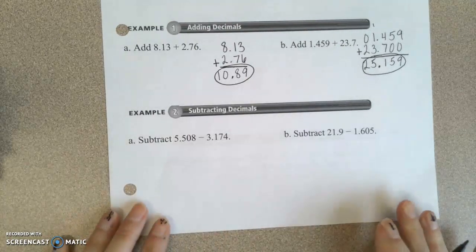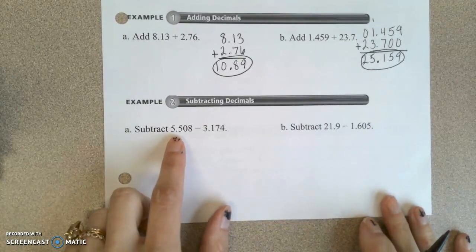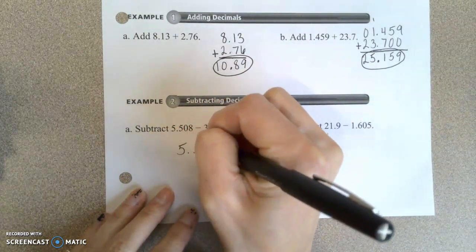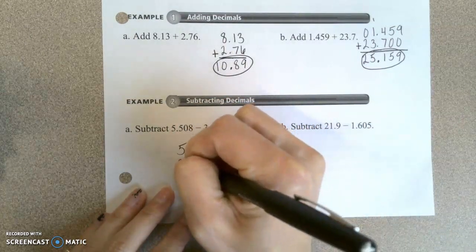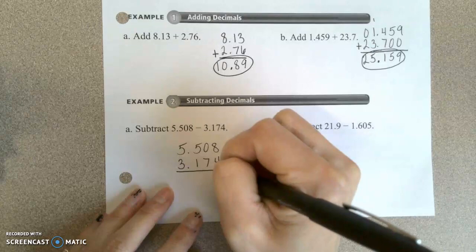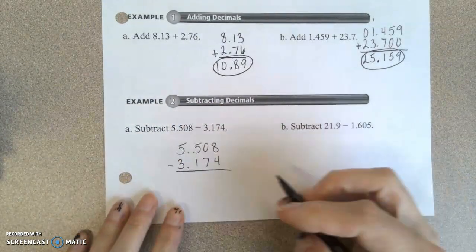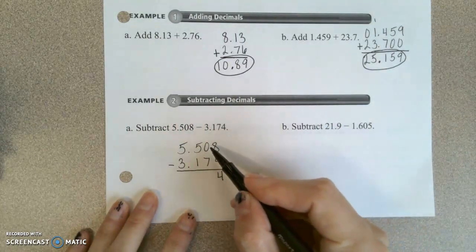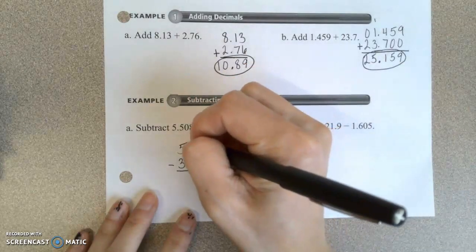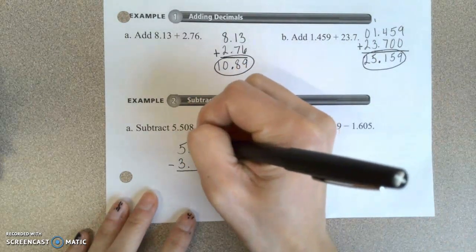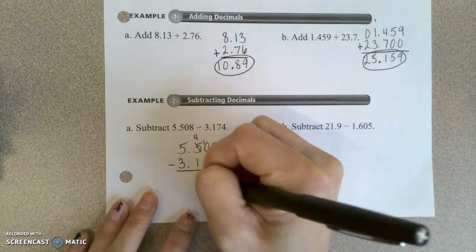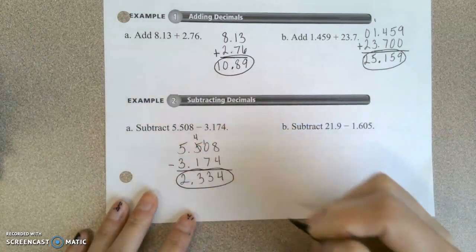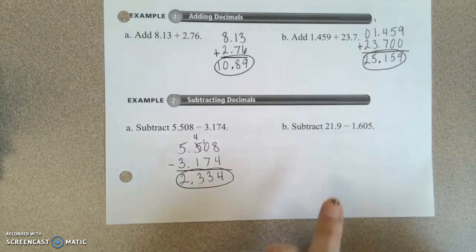All right, let's look at a couple of examples for subtraction. If I have 5 and 508 thousandths, I'm subtracting 3 and 174 thousandths. All my place values are lined up, decimal points are lined up. 8 minus 4. This is where I have to regroup. I can't take 7 from 0, so I'm going to borrow from this 5 and make it a 4. This becomes a 10. So 10 minus 7, 4 minus 1, and then 5 minus 3. 2 and 334 thousandths.